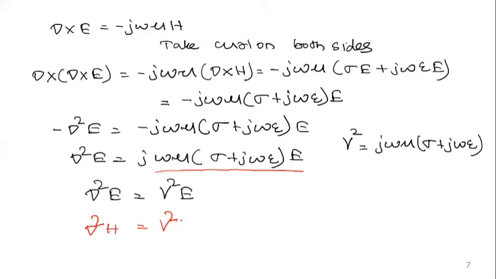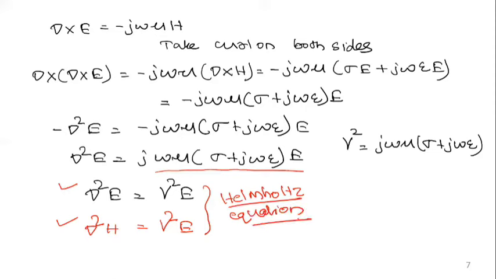In the same way, this is for an electric field, and for a magnetic field also we can write del square H is equal to gamma square H, same thing. And this is called, so there was Mr. Helmholtz behind these derivations. So as a respect for him, these equations are called Helmholtz equations, okay? And the thing you should know is gamma equals the square root of j omega mu into sigma plus j omega epsilon, and gamma is a combination of a real part and an imaginary part, so alpha plus j beta.